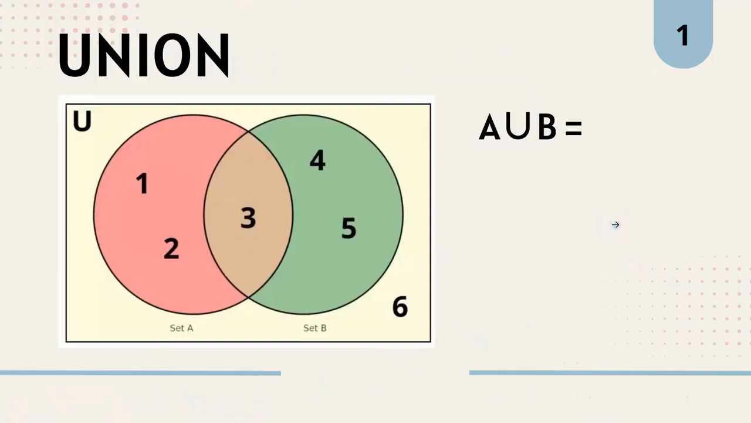Now, let's have this example. A union B. Tandaan po ang symbol ng union. We use like U.